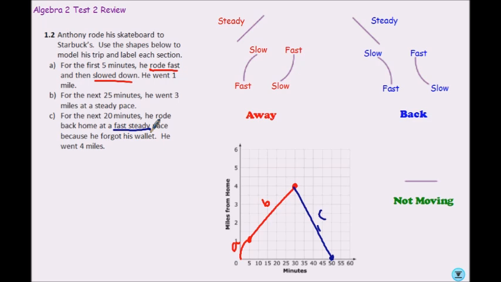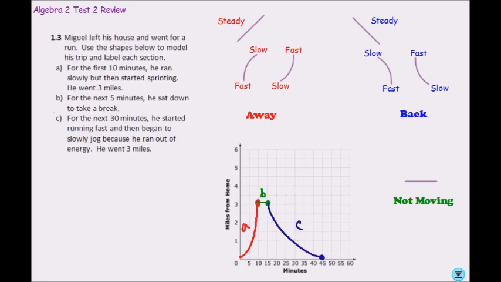So what you notice, and it may be hard to tell, but the line for C is steeper because he was going faster. The line for B is not quite as steep. And so that just refers to the slope. And so the rate of change wasn't quite as much for B as it was for C. And that's actually the whole theme of this unit, talking about slope and rate of change, and so we'll get into that. All right, so let's look at 1.3.